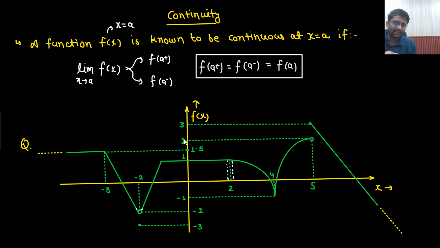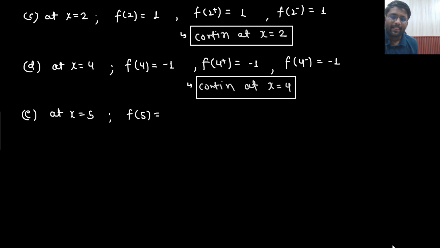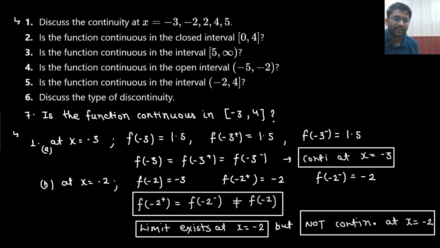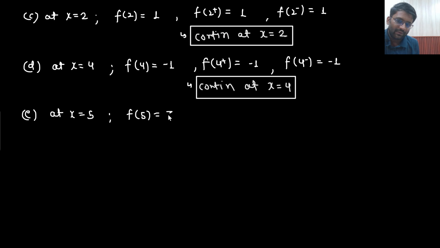What is f of 5 minus? That is 2. And what is f of 5 plus? This is f of 5 plus. Just after 5 the value is 3, and just before 5 the value is 2, right? And at 5 the value is 3 only. Just after 5 the value is 3, and just before 5 the value is 2.